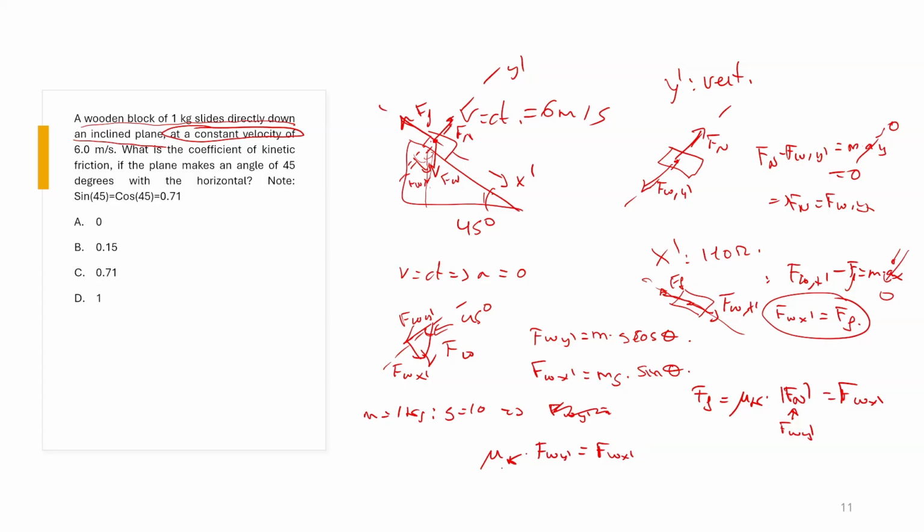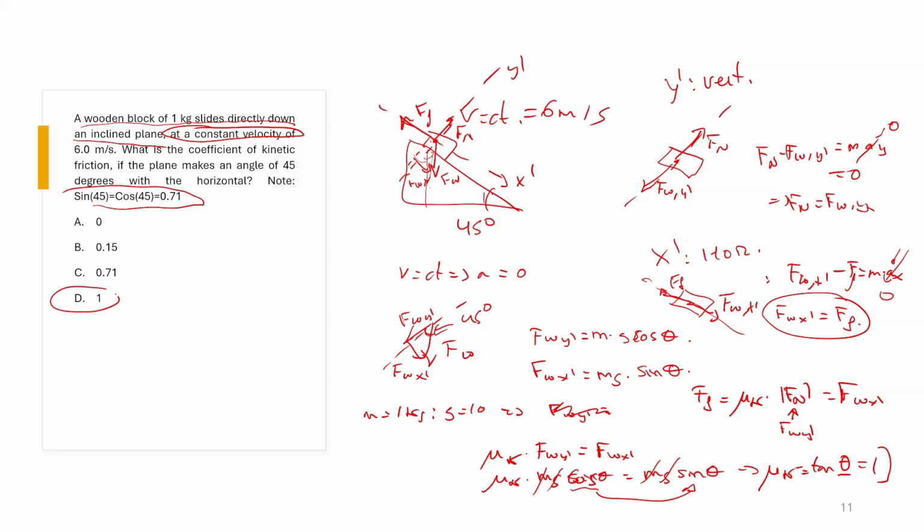in x prime. If we replace, we have mu sub k times mg cosine of theta equals mg sine of theta. M's and g's cancel, and mu sub k is equal to the tangent of theta. Why? Because it's sine divided by cosine. And what is the tangent of 45? That's equal to 1, because its sine and cosine are the same. If you don't have a calculator, it doesn't matter. So what is the answer? Answer D.